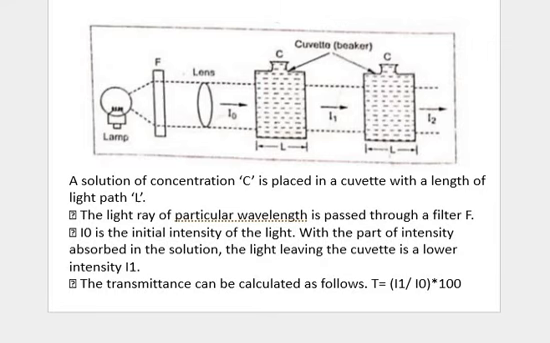So now you might have understood how this colorimeter is arranged, how it is measured, and how the output is measured. Hope you understand.